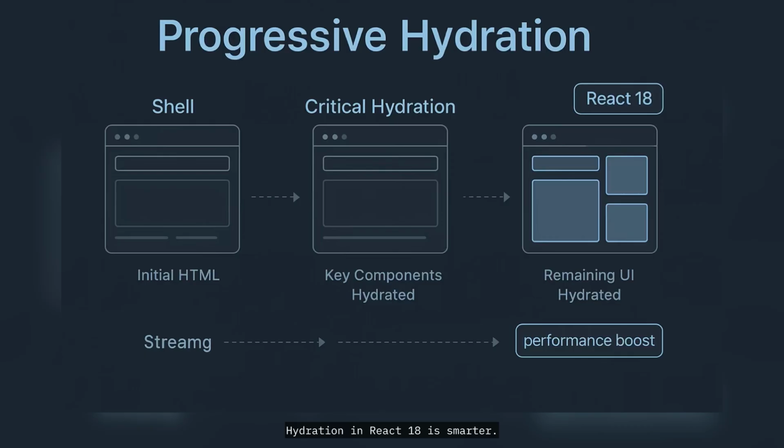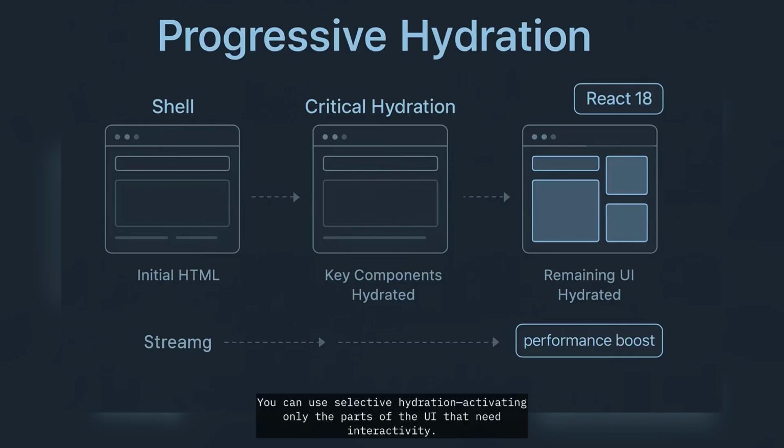Hydration in React 18 is smarter. You can use selective hydration, activating only the parts of the UI that need interactivity. Combine this with lazy loading and streaming, and you get performance that feels native.